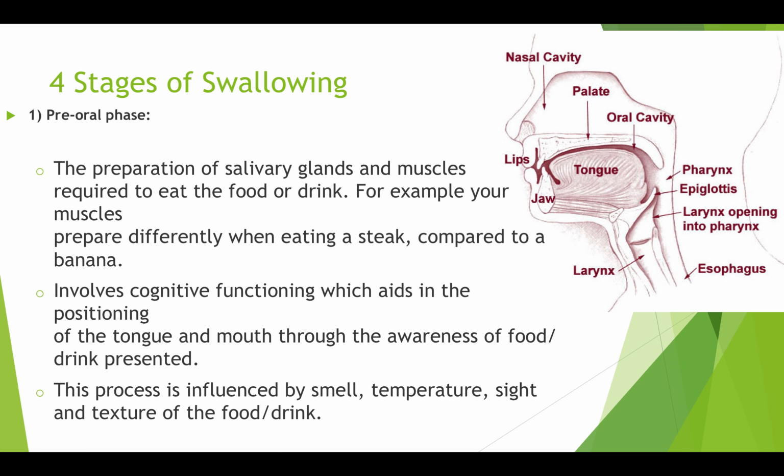Cognitive functioning plays an important role, as the awareness of the presence of food and drink can help in positioning of the mouth and the tongue. Factors such as smell, sight, temperature, and texture of the food influence the preparation process. Saliva is also produced during this stage, which activates the receptors, depending on the visual preparation of the food, so how appealing the food looks.